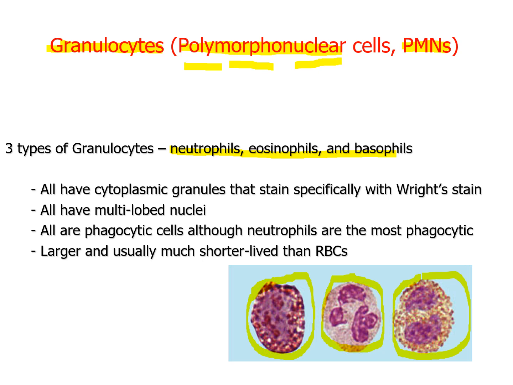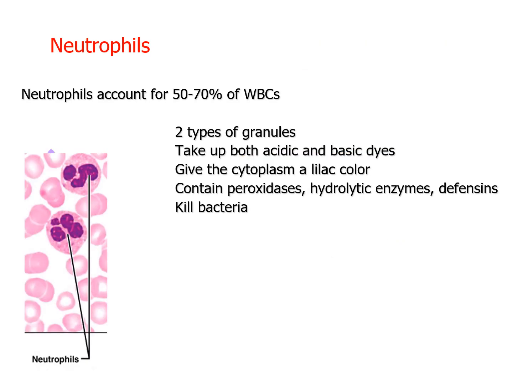All are phagocytic, but the most phagocytic activity is in the neutrophils. They are certainly the most phagocytic cell. These are relatively short-lived cells, much shorter lived than red blood cells, which I remind you have a 100 to 120 day lifespan. The neutrophils account for 60 plus or minus 10% of the white cells.